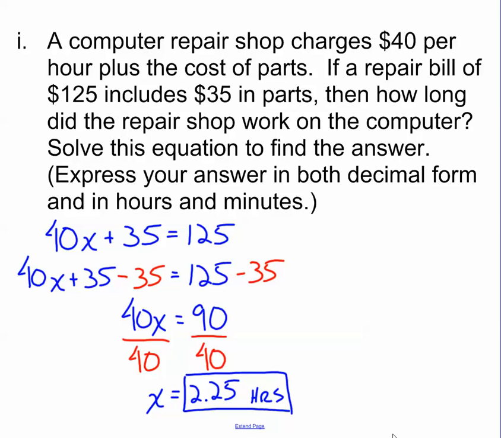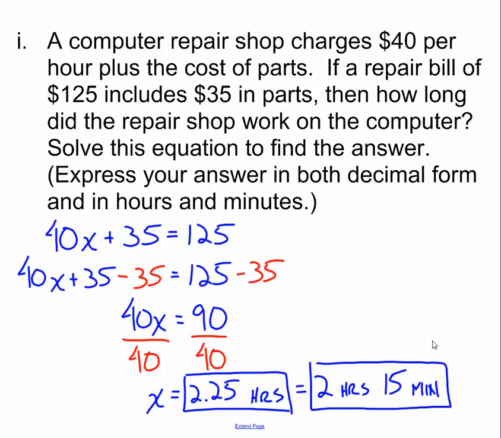As hours and minutes, it's obviously 2 full hours that they worked, and then 0.25 of an hour, a quarter of an hour, a quarter of 60 minutes. That is 15 minutes. One more time. 0.25 of an hour is a quarter of an hour. A quarter of 60 minutes is 15 minutes. So that's 2 hours and 15 minutes. Two different ways to express the answer. This probably makes more sense to people, 2 hours and 15 minutes.